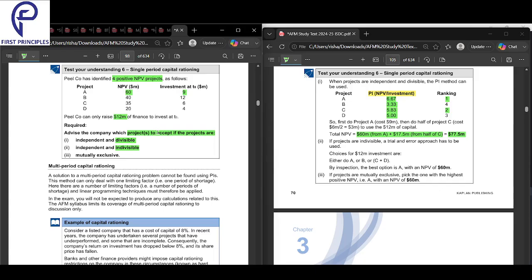What does mutually exclusive mean? Mutually exclusive means they cannot do any of them together. They can do only one. Either A, either B, either C, either D. In that, obviously, A is the best because it's giving you the highest NPV. It's giving you the highest NPV per dollar. So overall, A is the best one. So just do that. That's it.